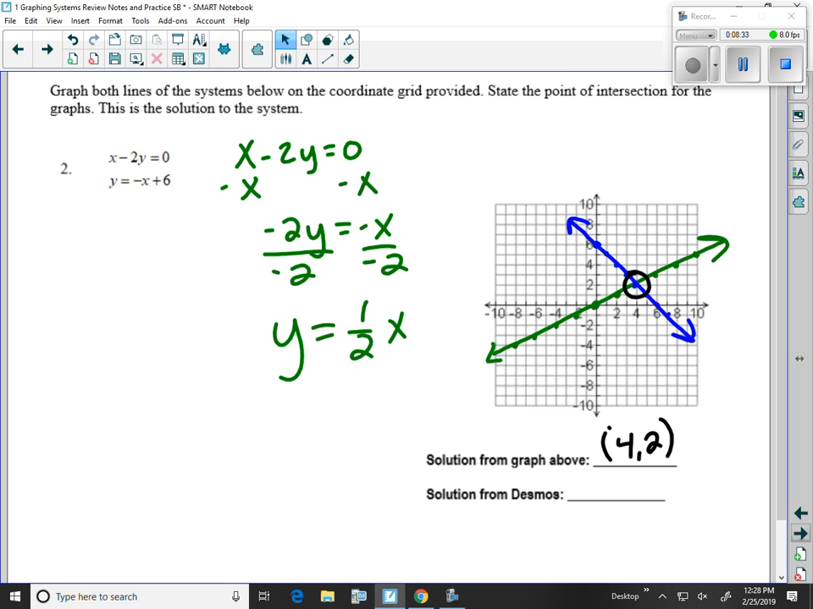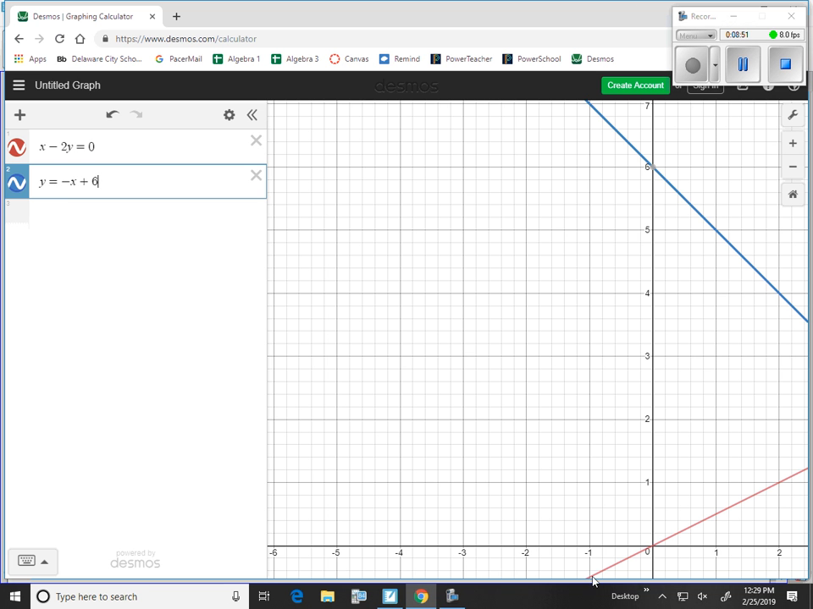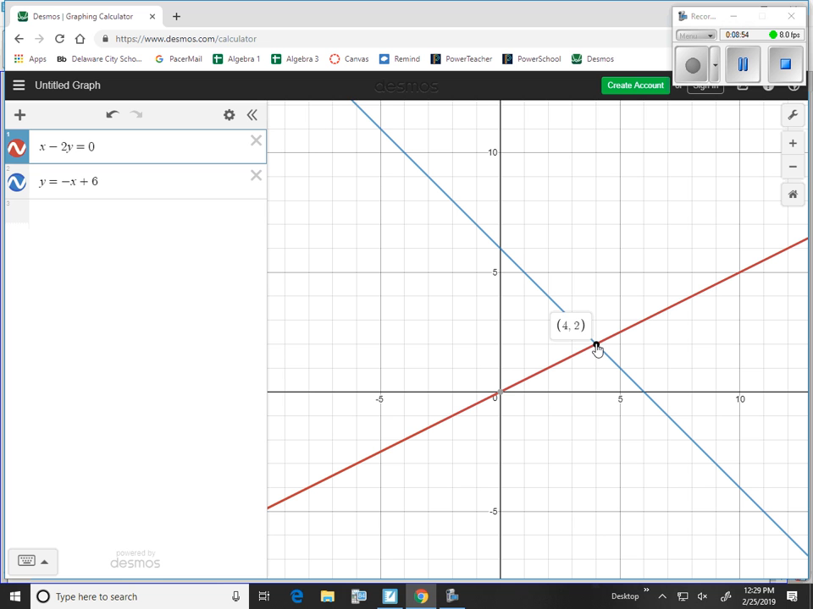Yeah. Okay, we put it into Desmos to check it. Okay, you should be able to get 4, 2 for that. Okay, any questions on what we're doing here? Pretty easy? Yes? Yep. Okay, let's look at number 3.